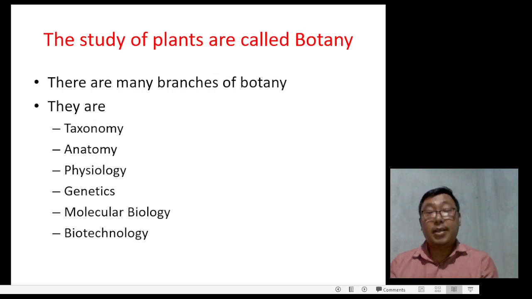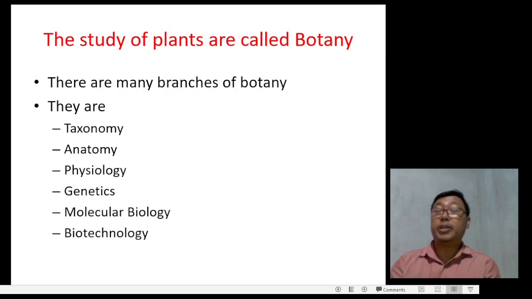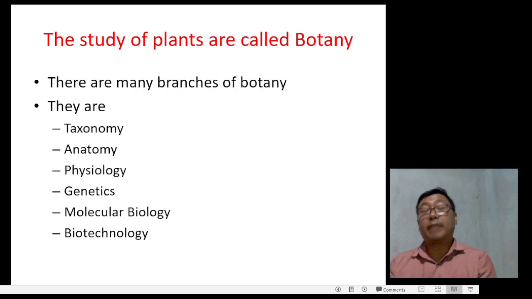And molecular biology, when you study DNA, RNA, proteins, their expressions, and all the interactions inside of these macromolecules, is what we call molecular biology. And biotechnology, if you use plants for the welfare of human beings, then that is what we call biotechnology.